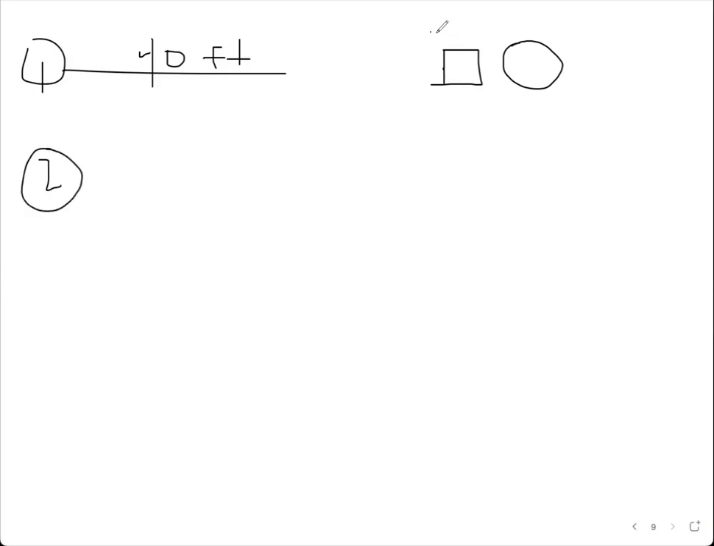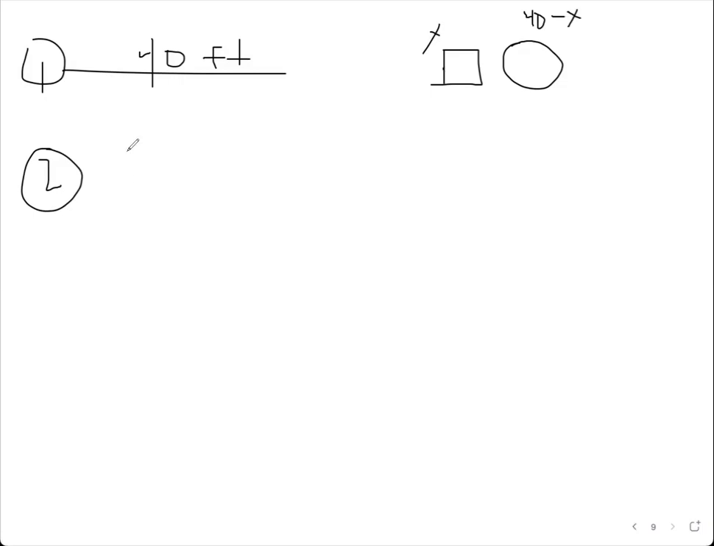Let's define variables. Let's say x is how much you use for the square, which means 40 minus x is how much you use for the circle. So one thing to note is that x is not the side length of the square. It's the perimeter of the square because it's how much we're using for the entire square, not just one side of the square. Similarly, 40 minus x is not the radius. It is the circumference of the circle.